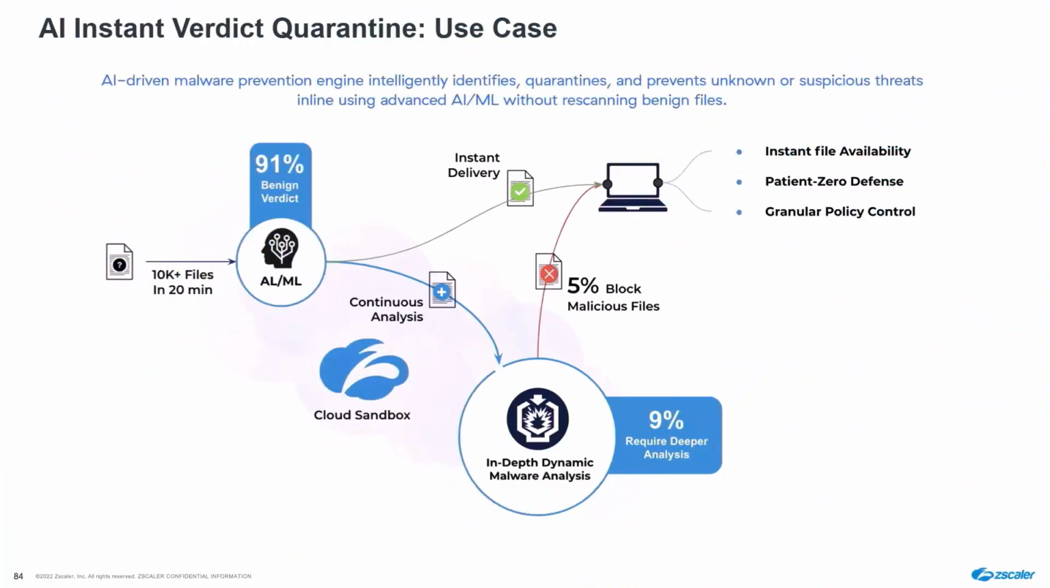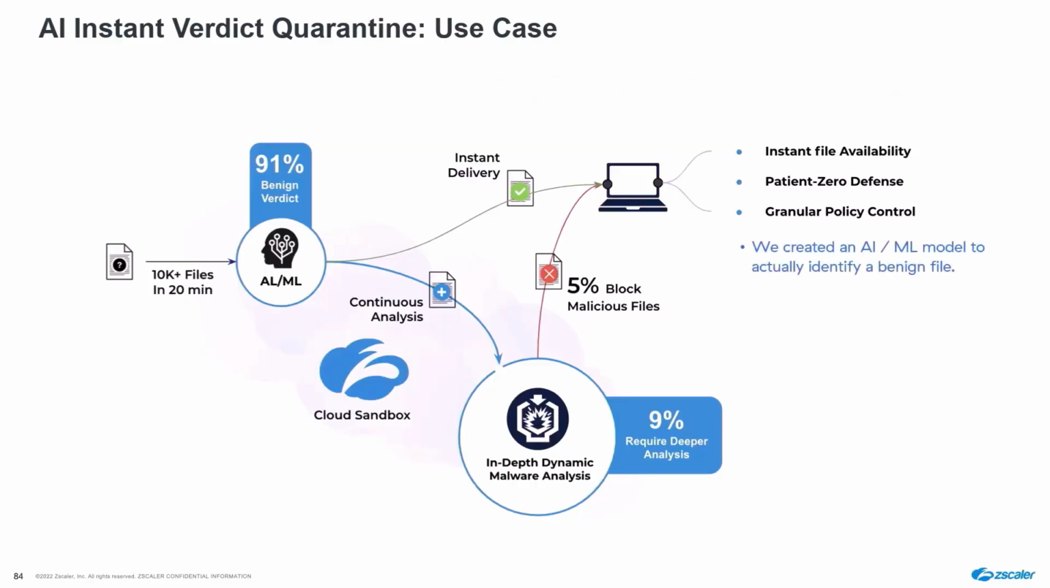This is a very clever technique where we basically turned AI/ML on its head. Now, typically, what you do is you try to use AI/ML to identify malicious files. But what we have done here is we've created an AI/ML model to actually identify a benign file. So for instance, if you're downloading something from Office 365, or if your Windows machine is going to the Microsoft update server and downloading a patch or a software update, then we know based on these specific destinations, based on the file, that these are benign files.